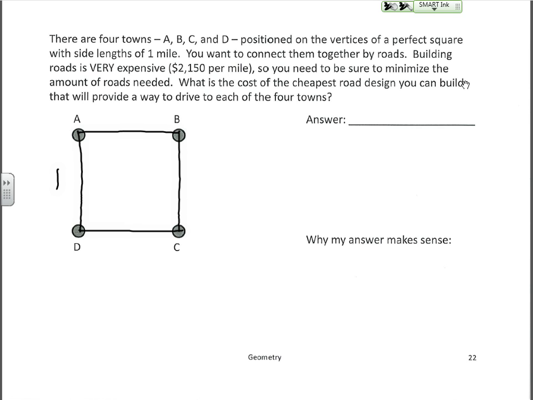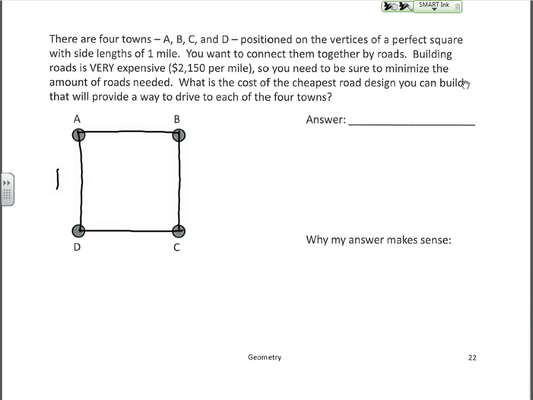Okay, you are looking for the minimum distance of roads that allows you to drive to each of the 4 towns. Not connect all the towns to each other, like not a direct route from B to A and B to D and B to C, but just the least amount of roads necessary that will allow you to drive to all 4 towns. Okay, I'll give you a hint. This is not the answer. A simple square is not the answer.